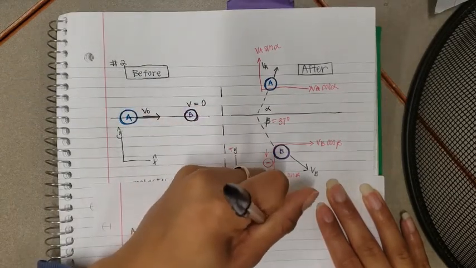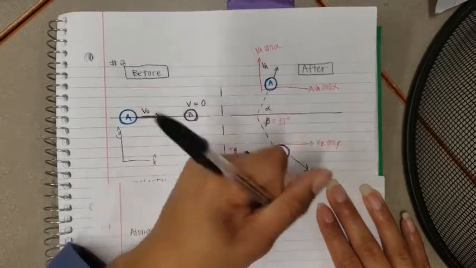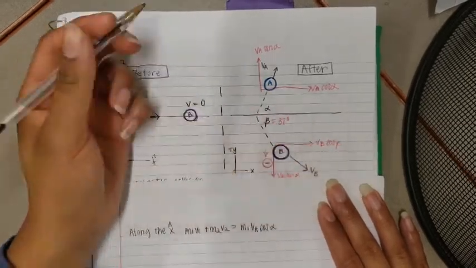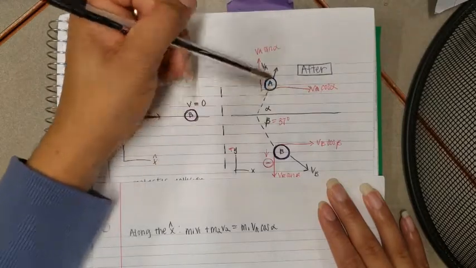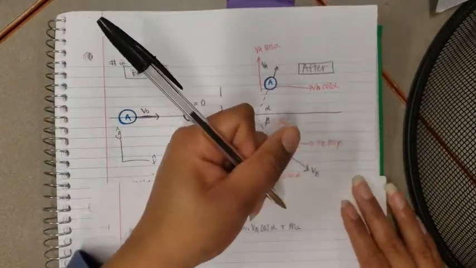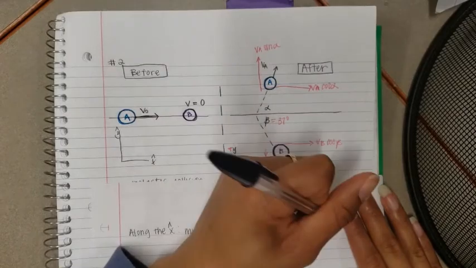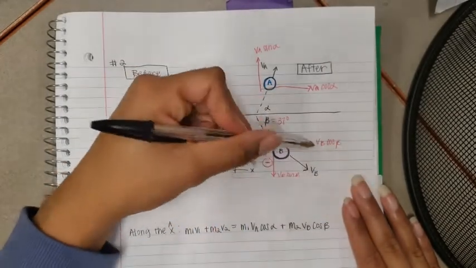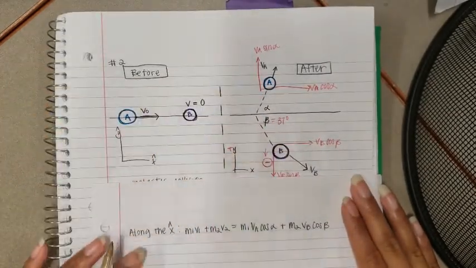So after we split the pucks into their respective components, we're going to want to use those components to plug in for the conservation of momentum equation in order for us to start trying to solve for alpha.